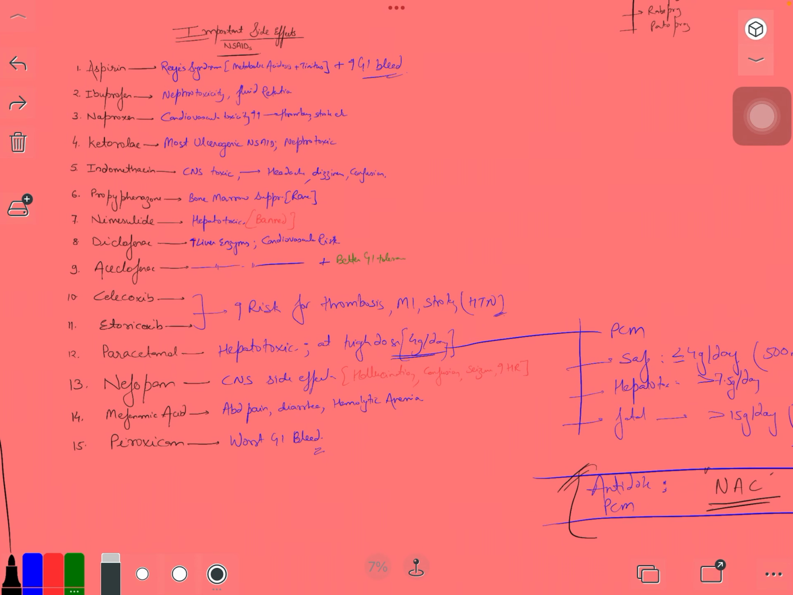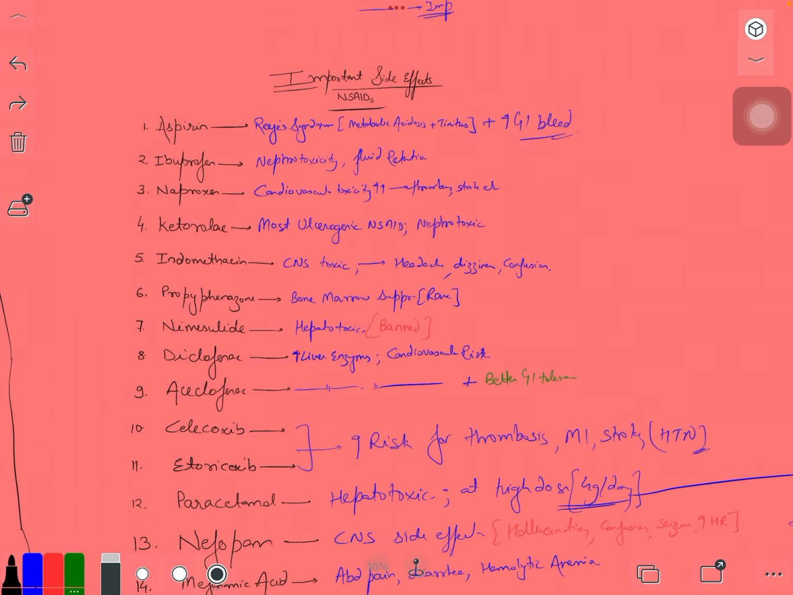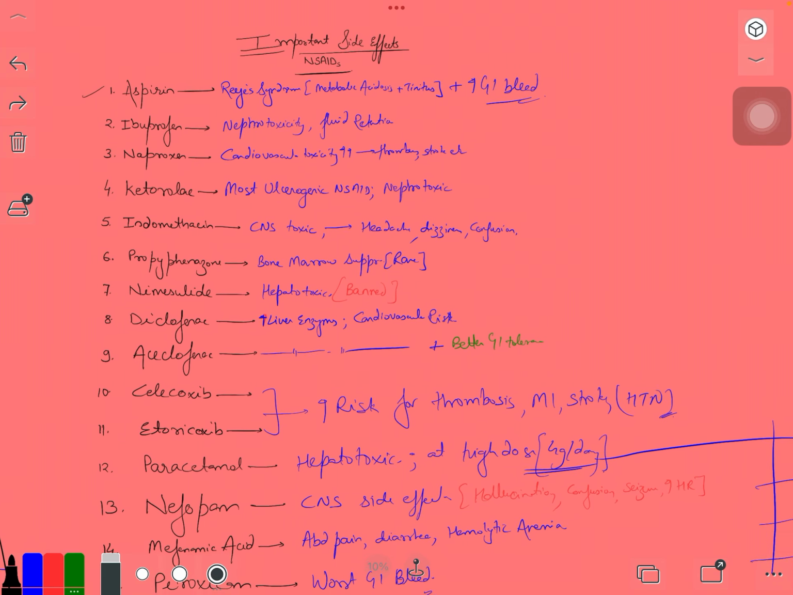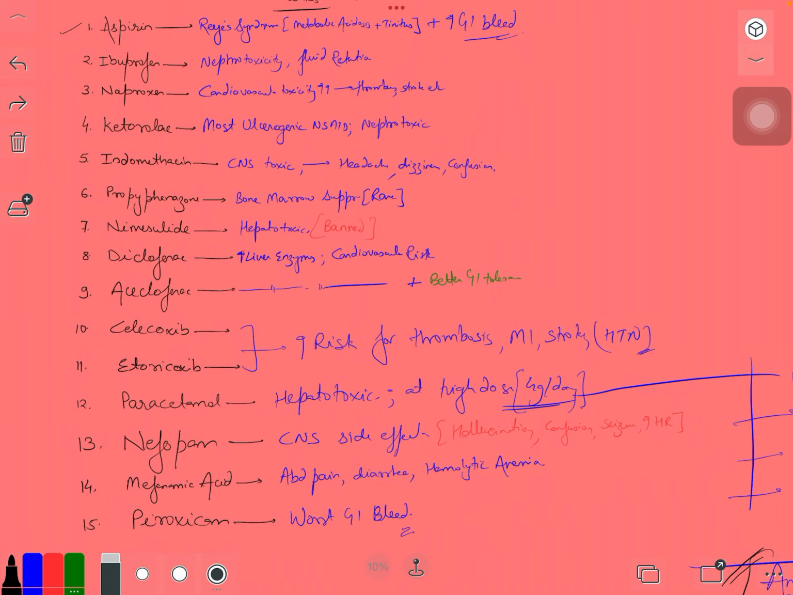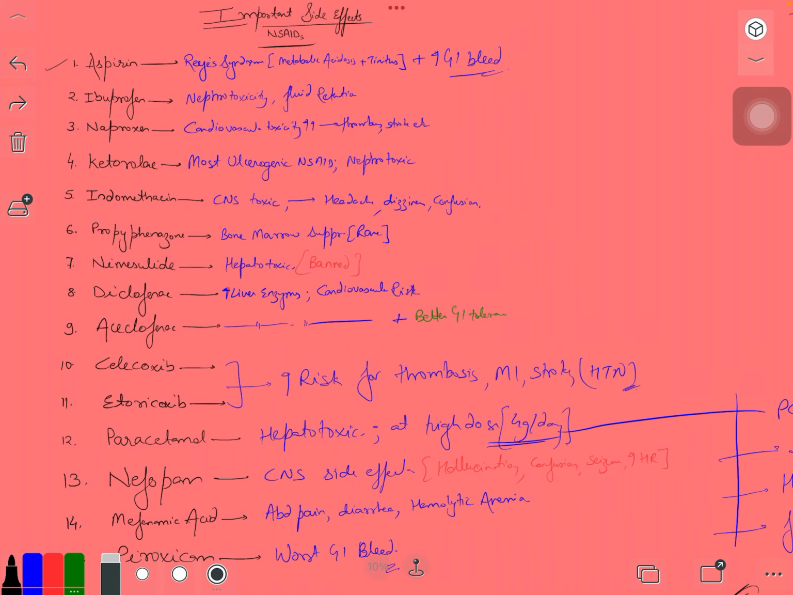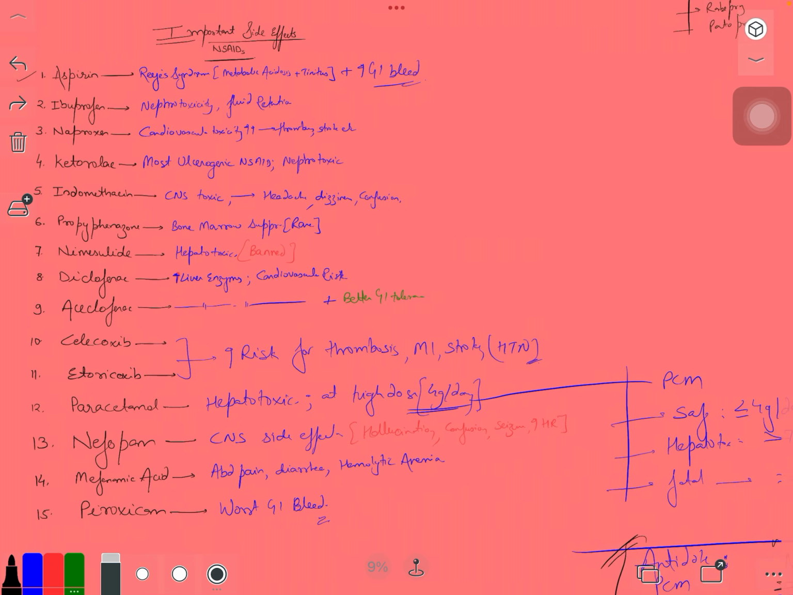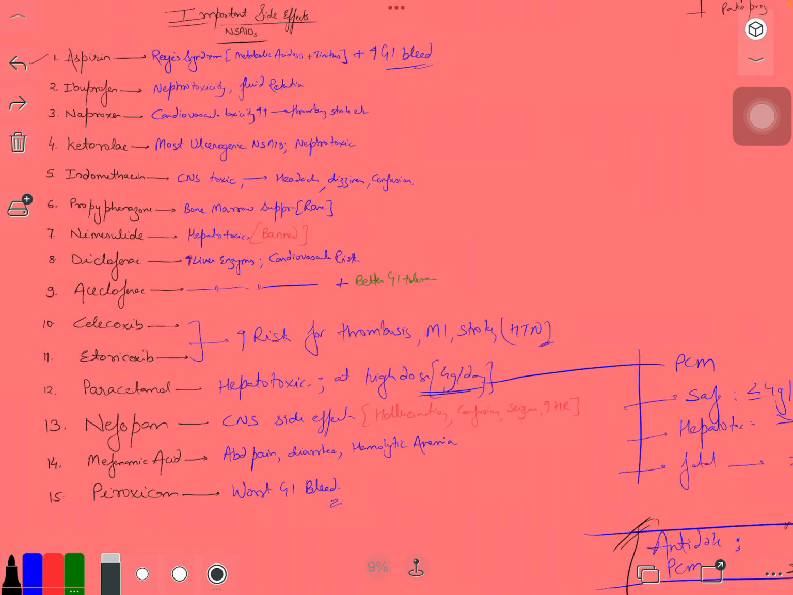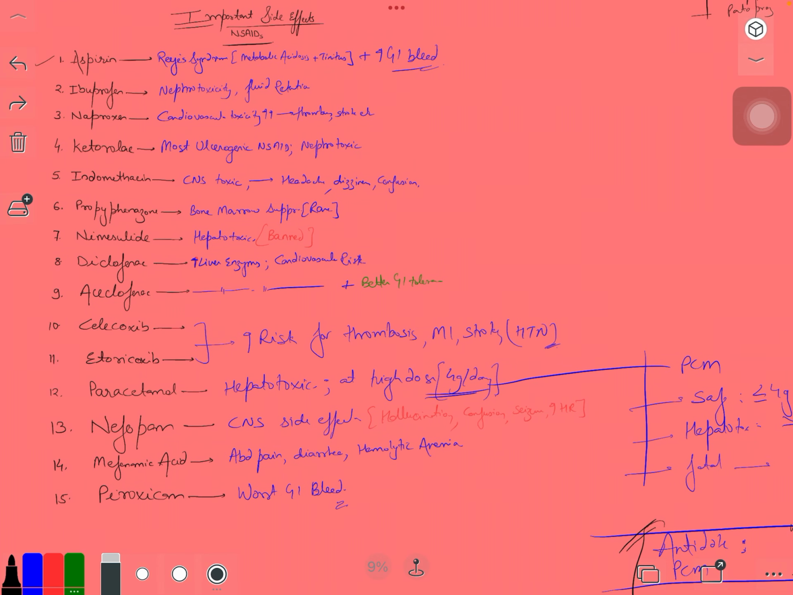Right, so this was about the important side effects. In the next video, I'll talk about all of these drugs individually. We'll first talk about aspirin, then ibuprofen. I'll try to make an individual video on each of them. Like that, the videos will be much shorter and much more interesting. Right, so yeah, important side effects of NSAIDs.